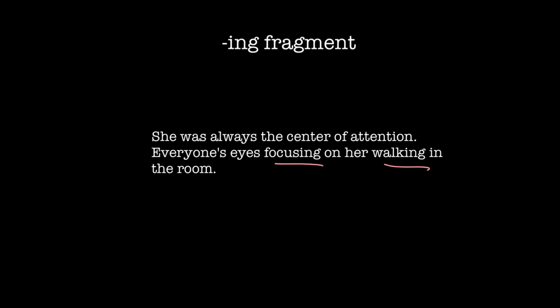If you have trouble identifying sentence fragments, one way to determine whether or not it's a fragment is to read the sentences backwards. So if I read, everyone's eyes focusing on her walking in the room, right away that would stand out as whose eyes, right? Because we know that it's referring to she, but that's only because we saw the other sentence first. But if we read the second sentence first, we would clearly see that we don't know what the subject is. There isn't both that subject-predicate relationship.